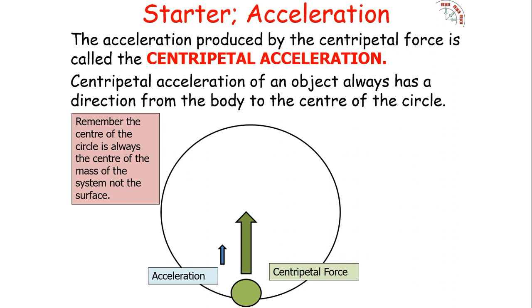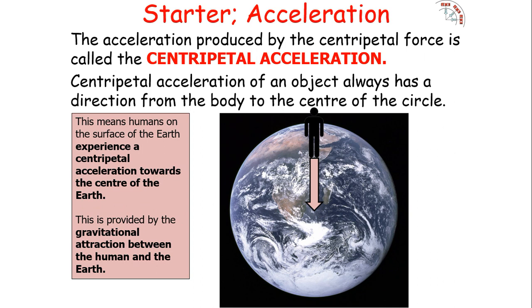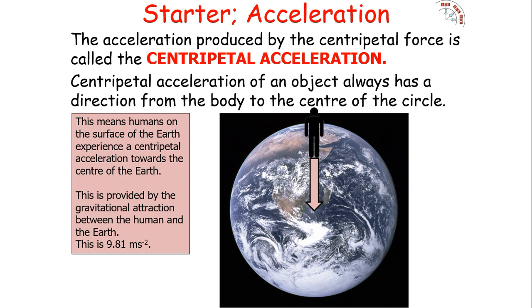Now remember, it's the center of the circle which is the center of mass of the system, not the surface an object is on. So for example, humans on the surface of Earth experience a centripetal acceleration towards the center of the Earth, not the surface of the Earth, the center of the Earth, because that is where the center of mass of the system will be. Now, in this particular example, the centripetal force is provided by the gravitational attraction between the human and the Earth. Now, as we know from previous lessons, this is going to be 9.81 meters per second squared.